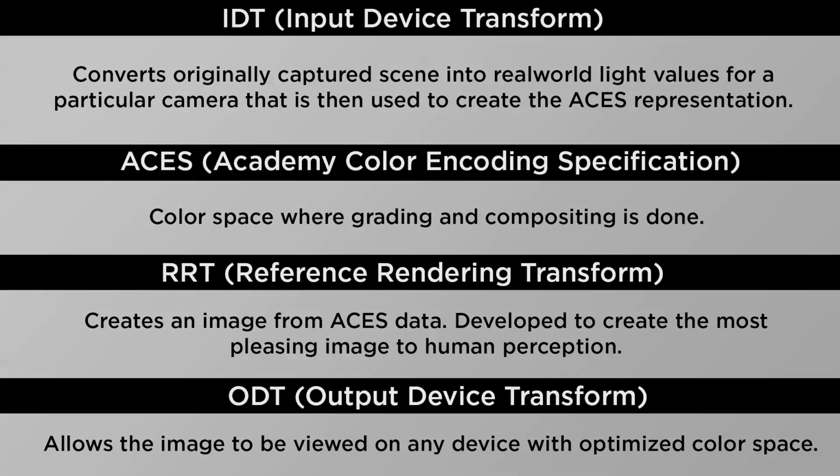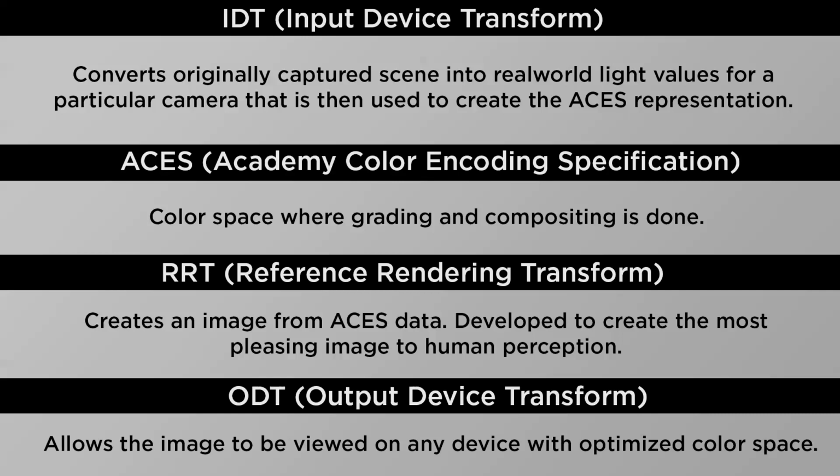The IDT, which is the input device transform, basically converts the originally captured scene into real-world light values for a particular camera that is then used to create the ACES representation. Now, the IDT is device specific, so you want to make sure when you're setting up your workflow that you're matching your IDT to the device that you shot your footage with.